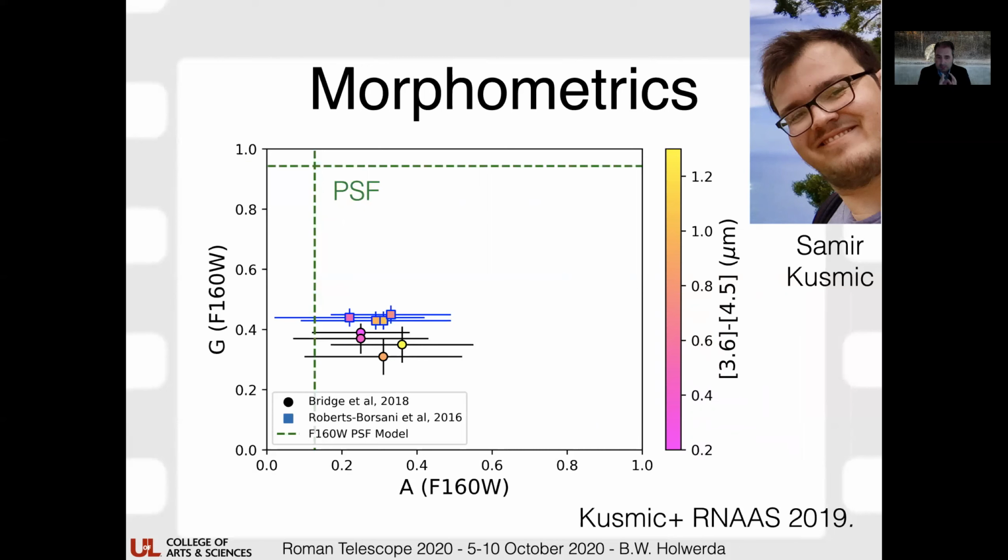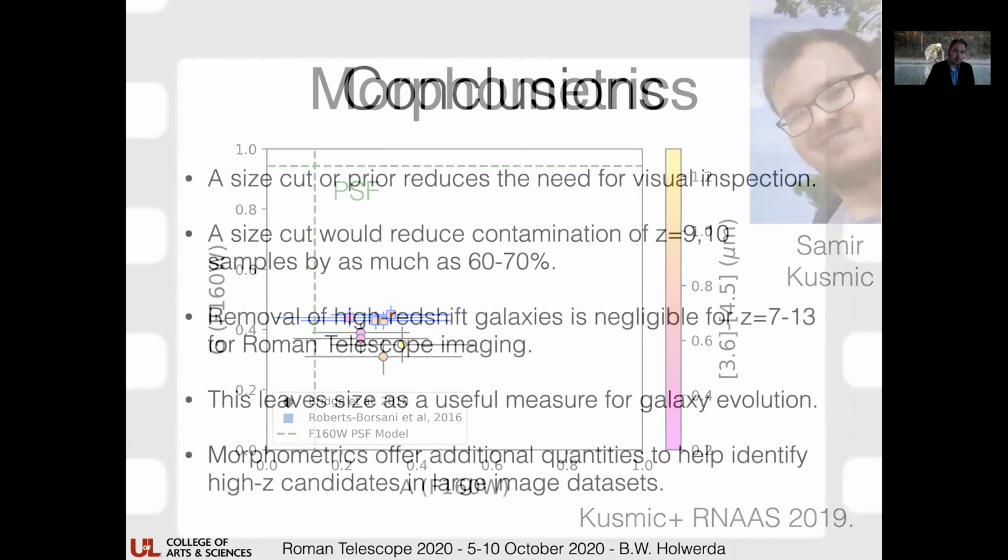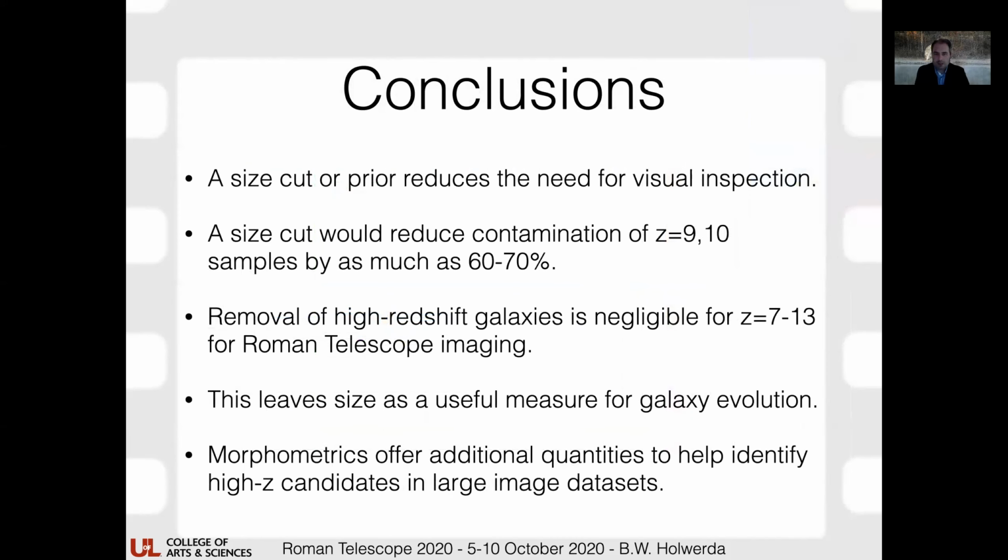So making use of that piece of information might mean that we have them clustered in this particular point, and the size would give us a good alternative to visual identification of these things, and something that's reproducible over large areas. And so my conclusions are: a size cut or prior would reduce the need for visual inspection and hopefully possibly eliminate it. A size cut could reduce the contamination of redshift 9 and 10 sources by as much as 60 to 70%. And that is worth doing.